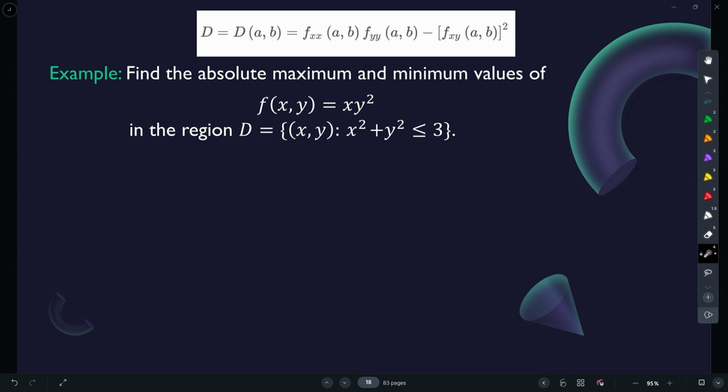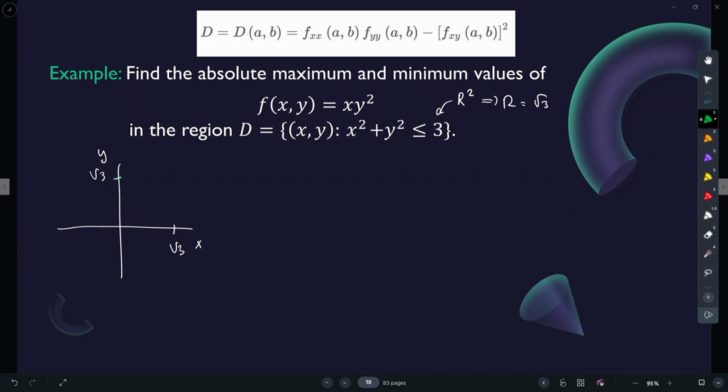So here's an example. I have a function, and I have a region. What kind of a region is that? It's a circle of radius √3, right? Because the 3 here is the radius squared. So the radius is the square root of 3. So I'm going to draw it like this.